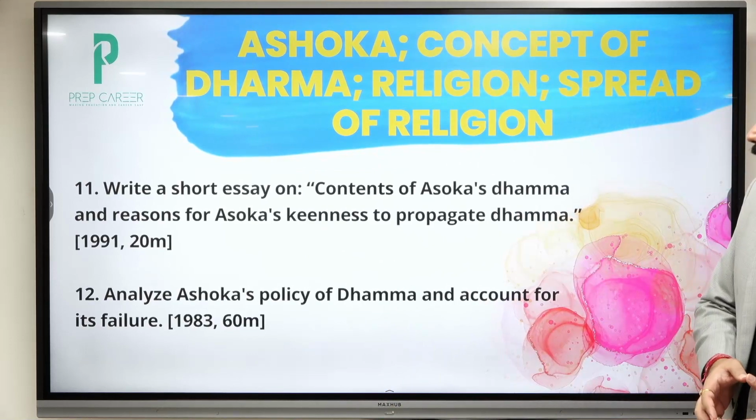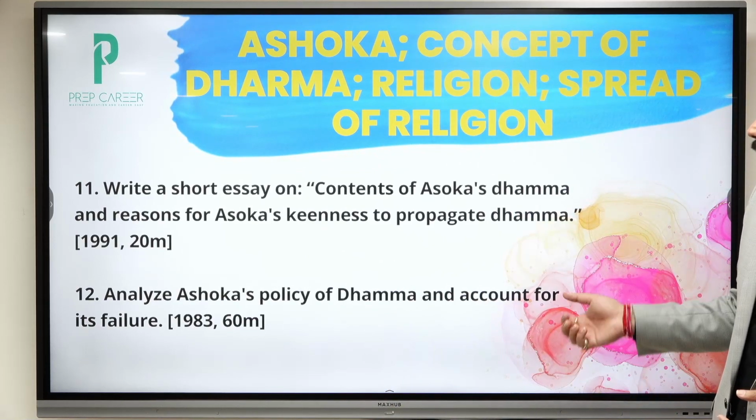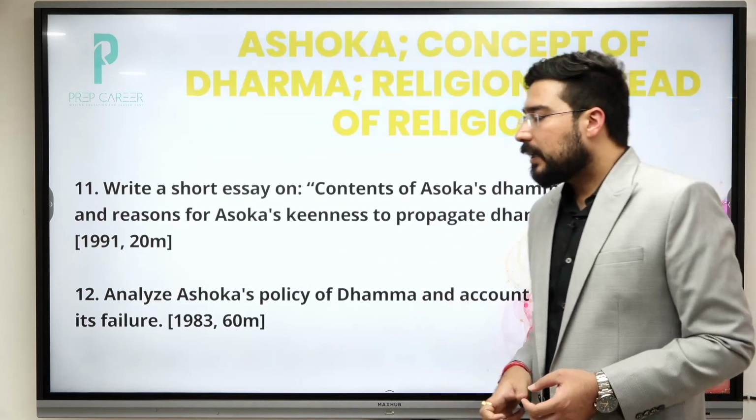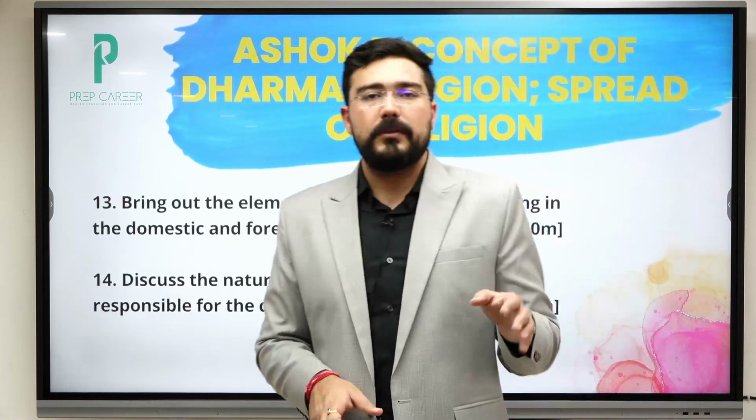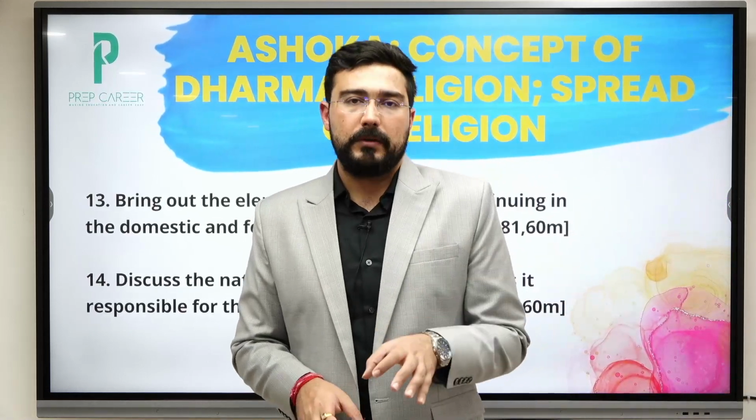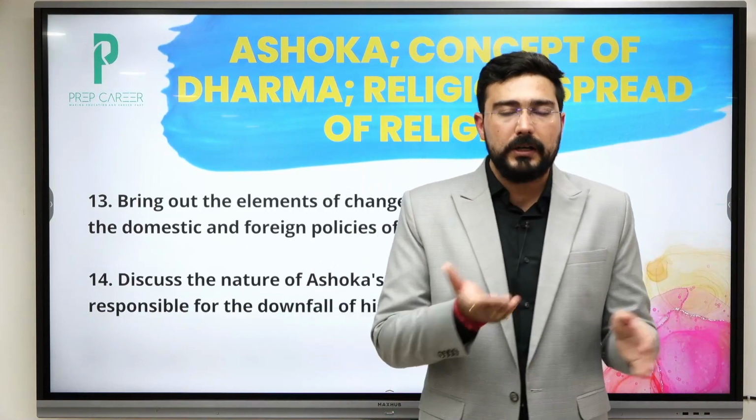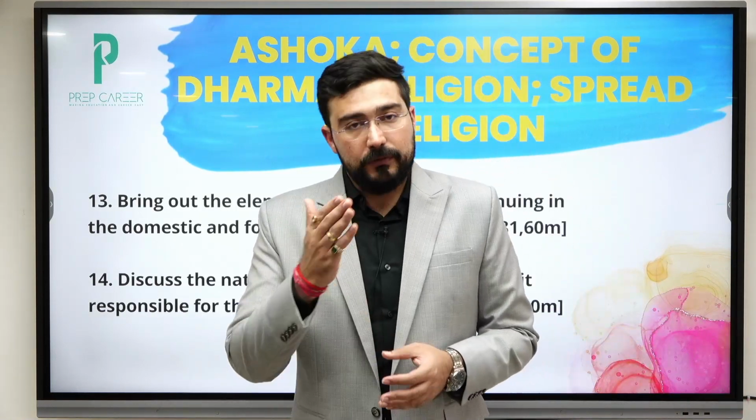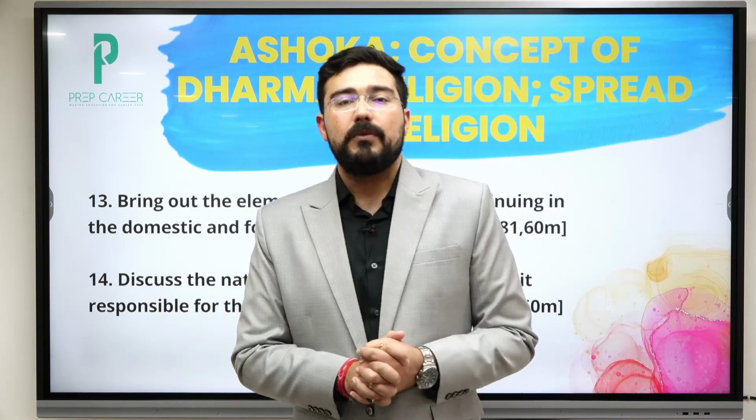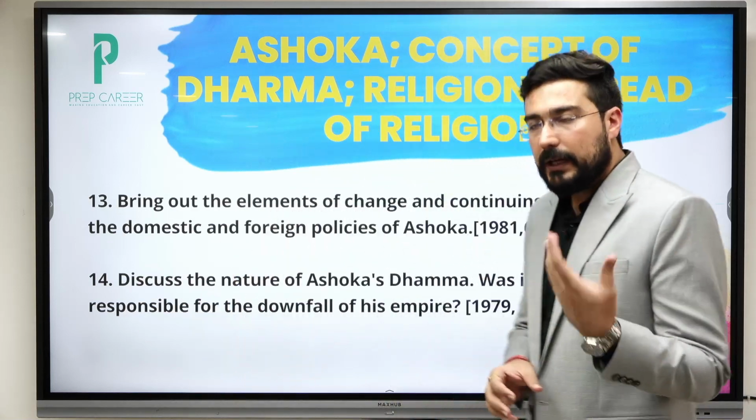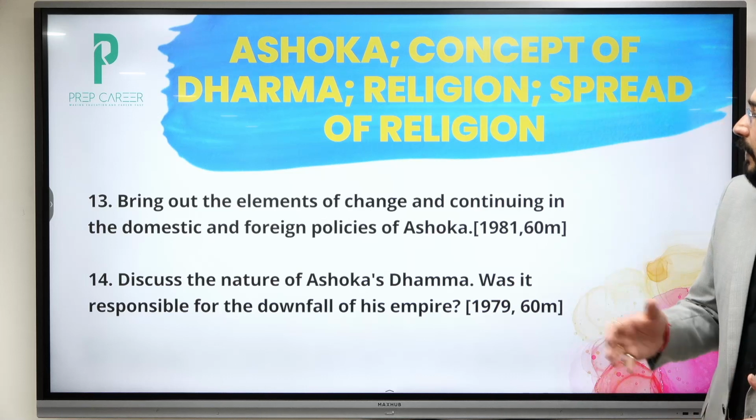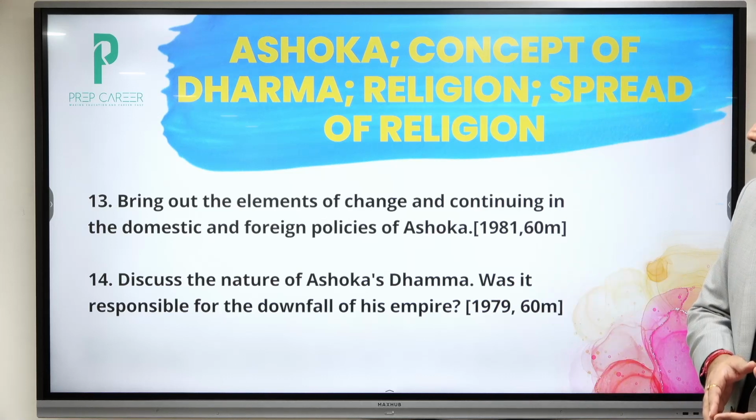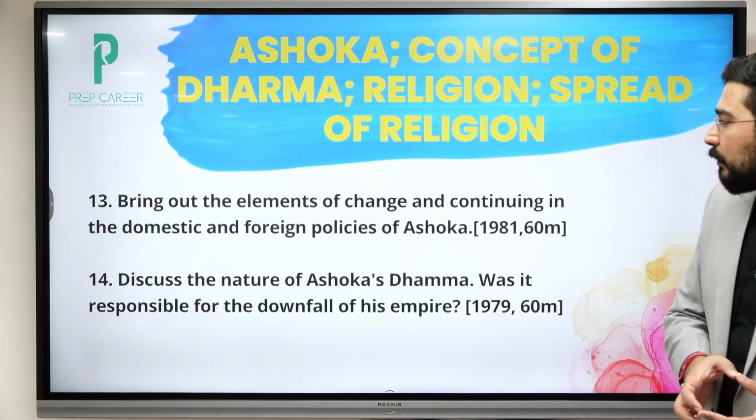Then the content of Dhamma as well as the policies of Dhamma, we need to analyze and account for its failure. Like he was not able to eventually come up with the final hegemony, because after his downfall Dhamma also declined. Had it been successfully propagated, it could have stayed for various centuries. So that's why we need to also account for the failure in the long run. Then elements of change and continuity in the domestic and foreign policies of Ashoka.